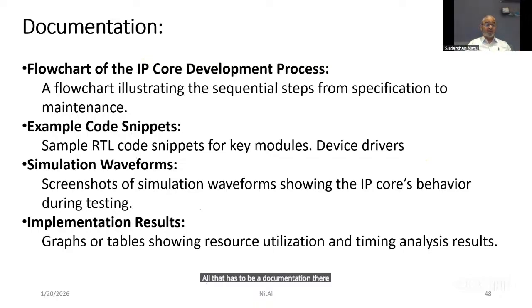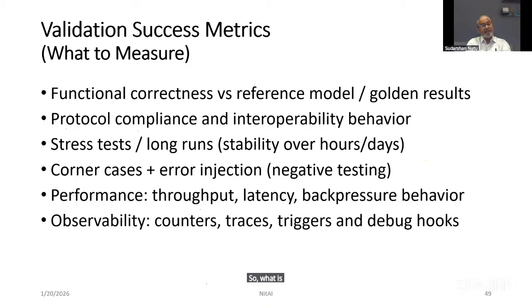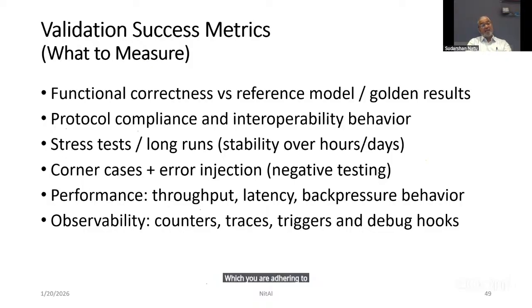Only then will people use it. It's like when you go to ARM and try to utilize their IP, you see the documentation which is given. The same thing you need to develop over a period of time. So what are the success metrics? Functional correctness versus a reference model or golden results, which you have to keep watching every time. There are protocol compliance and interoperability behaviors you have to check, because there are certain protocols you are adhering to. There are stress tests and long runs, to see whether it will run continuously for hours and years.